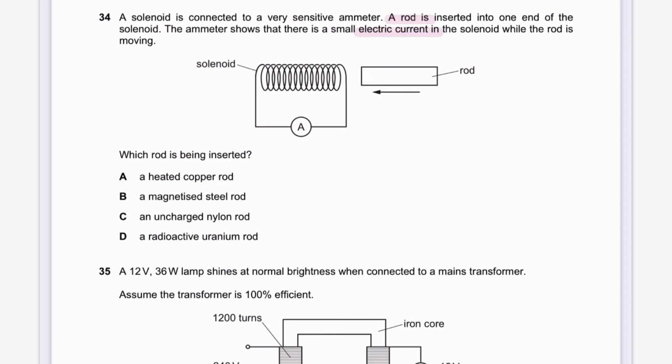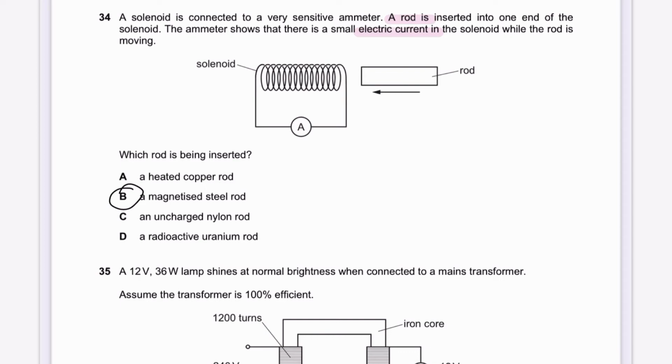That when we're putting a rod inside and outside of a solenoid, or moving it around the solenoid, there's an electric current in the solenoid. That is only possible if it is a magnetized steel rod, because this is electromagnetic induction. You know that when the magnetic field around a solenoid or an electric conductor is changing, it produces an EMF, which induces a current to oppose the change that is causing the EMF. So it has to be a magnet rod.